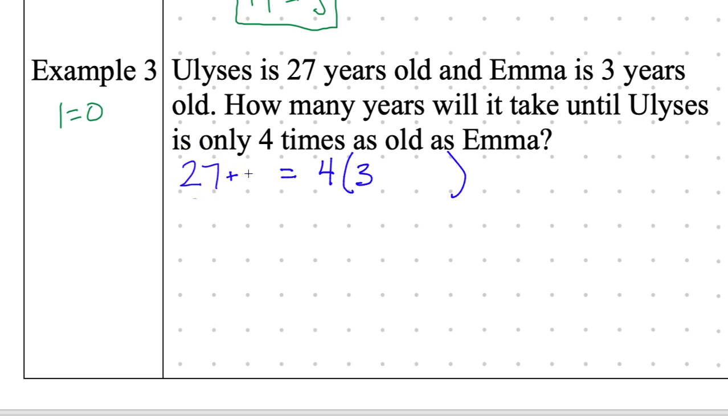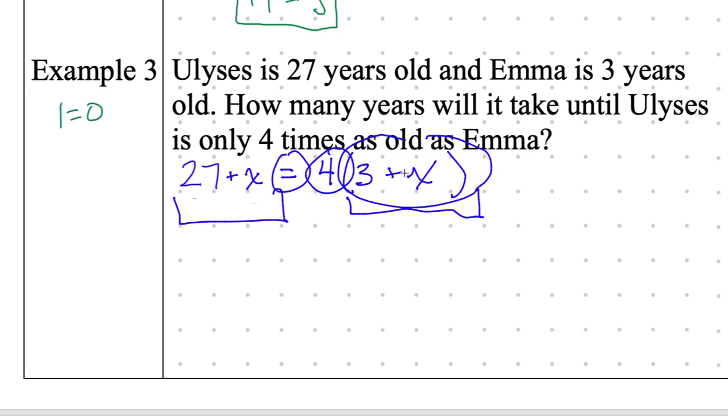So I'm going to say x, or I can say t, some variable. So this is x many years after Ulysses is 27 years old, and this is going to be x many years after Emma is 3 years old. So this age and this age are kind of counting forwards. We're counting forwards from 27, we're counting forwards from 3, and we want to have this relationship where Ulysses is 4 times as old as Emma.